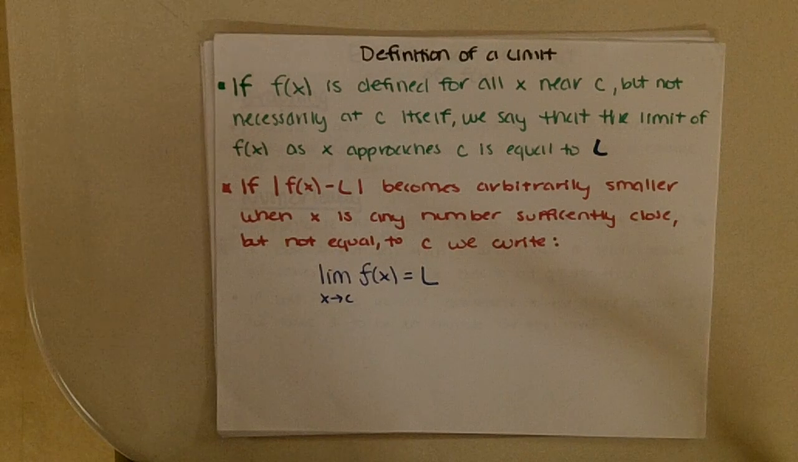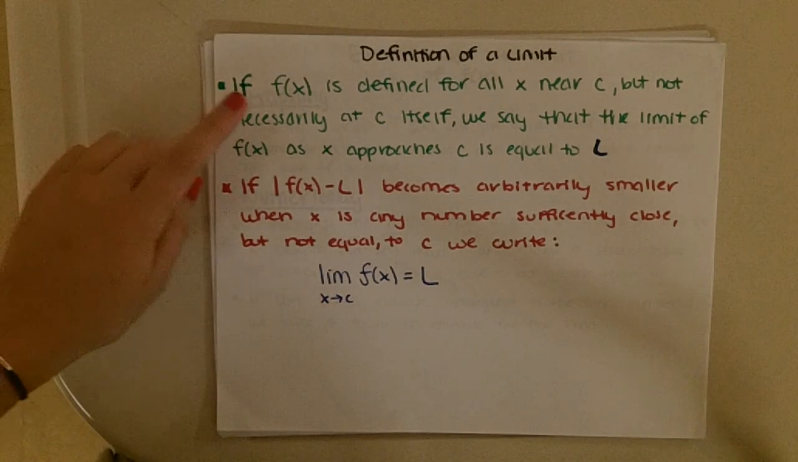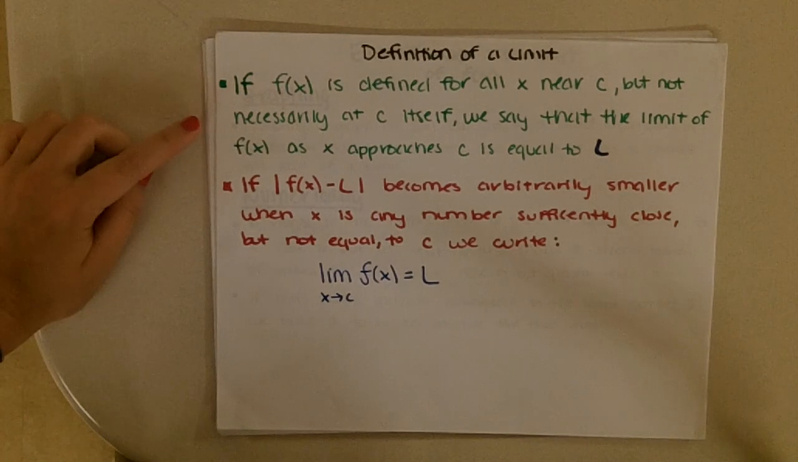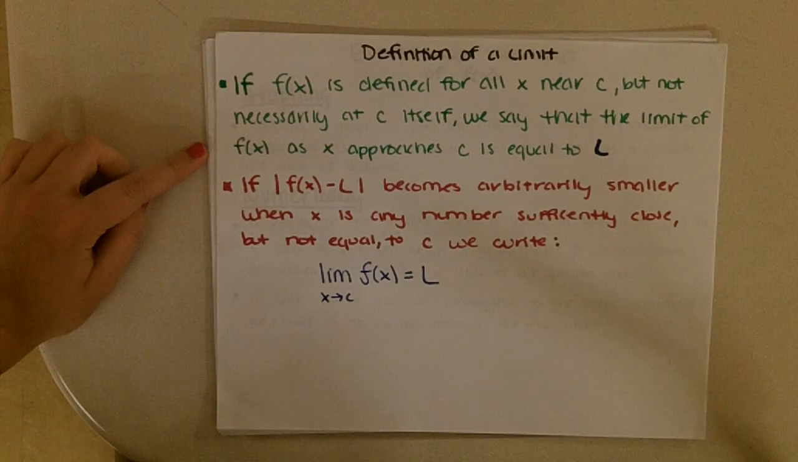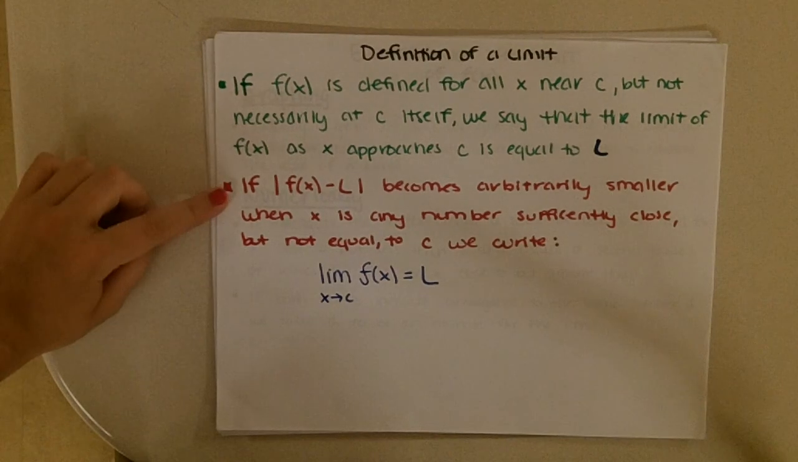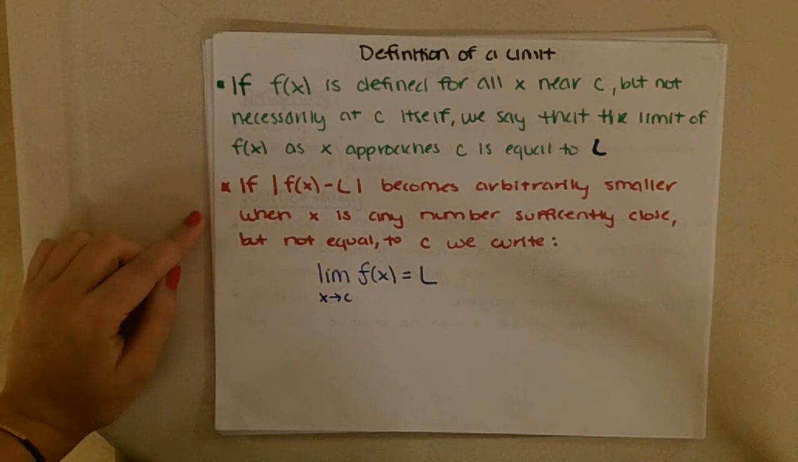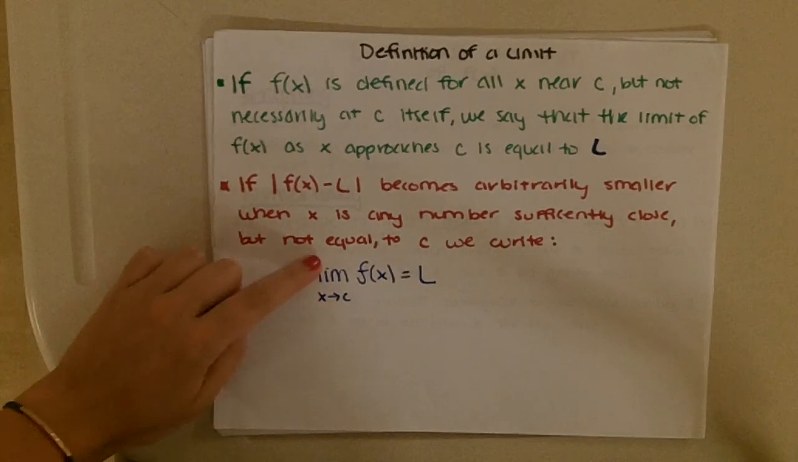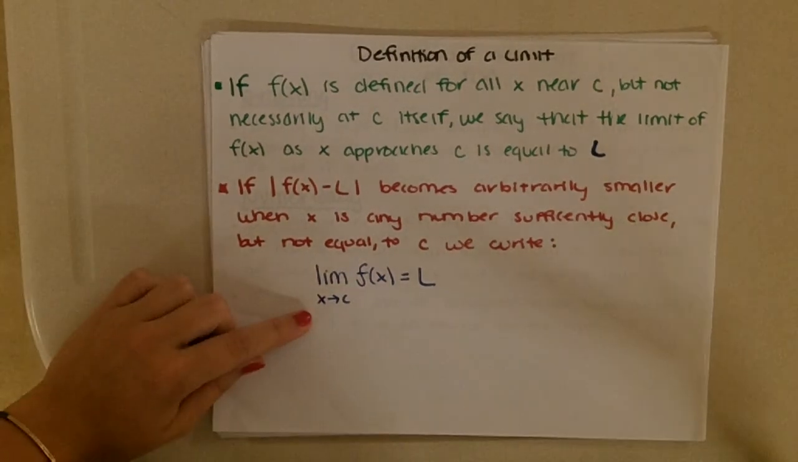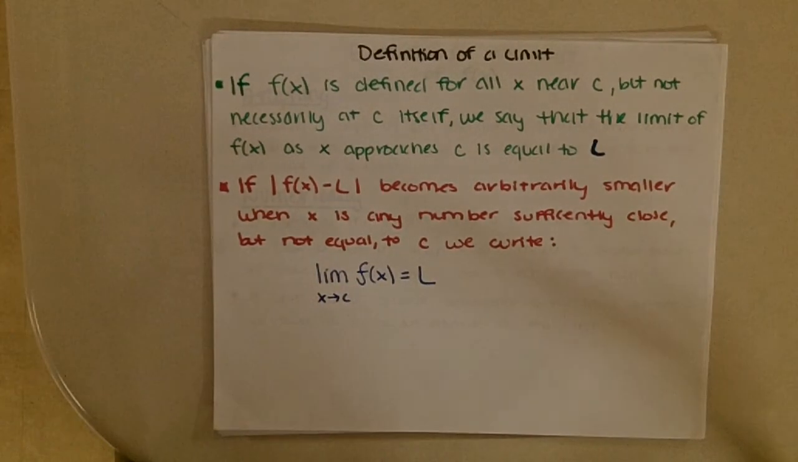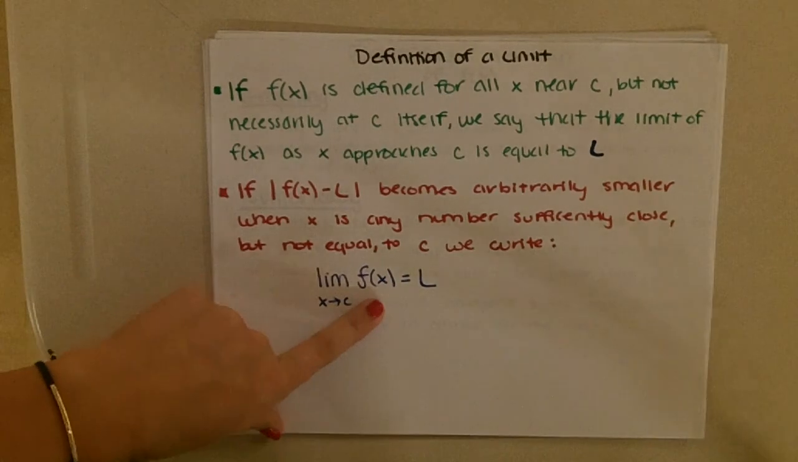We'll start by defining a limit. The basic definition of a limit: if f of x is defined for all x near c, but not necessarily at c itself, we say that the limit of f of x as x approaches c is equal to L if the absolute value of f of x minus L becomes arbitrarily small when x is any number sufficiently close to but not equal to c. We write the limit as x approaches c of f of x equals L.